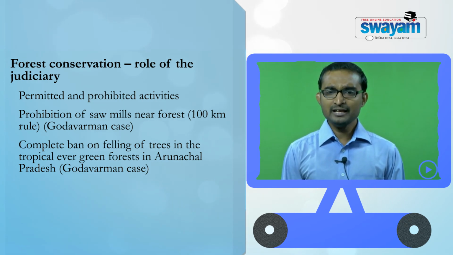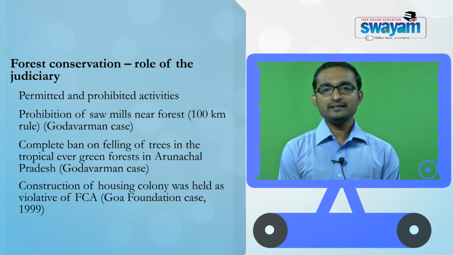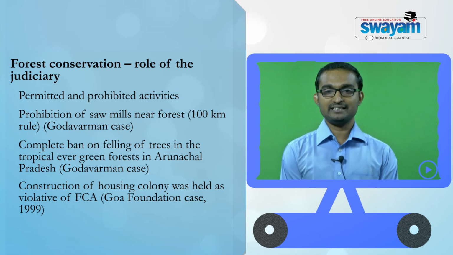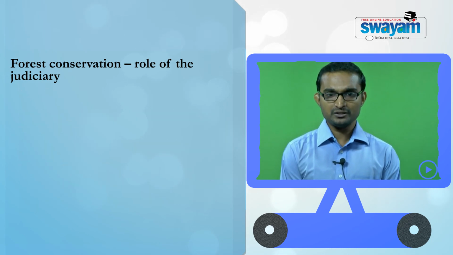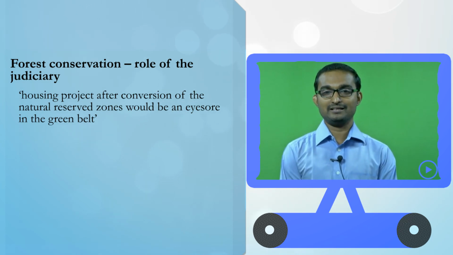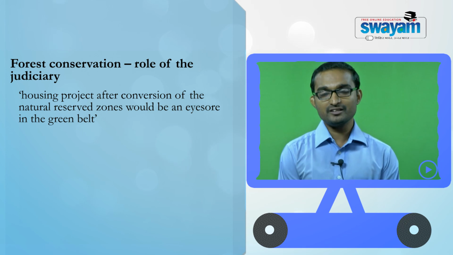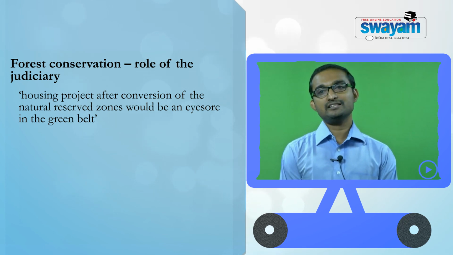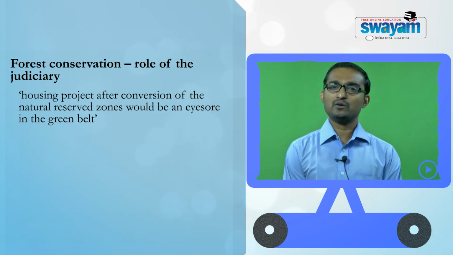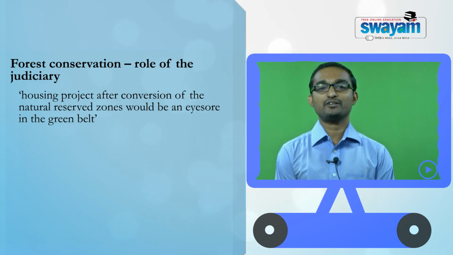Another important thing in this context of permission and prohibition is whether housing colonies can be allowed or permitted in the forest. In the Goa Foundation case of 1999, the Bombay High Court said, I quote, "housing project after conversion of the natural reserved zones would be an eyesore in the green belt." The implication is that the court disapproved the idea of setting up housing colonies in the forest, and concluded that this amounts to an unacceptable use of Indian forest. They also did not permit the setting up of housing colonies in the interest of protection of forest.